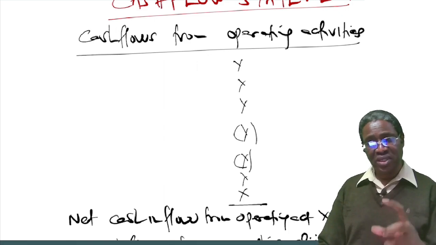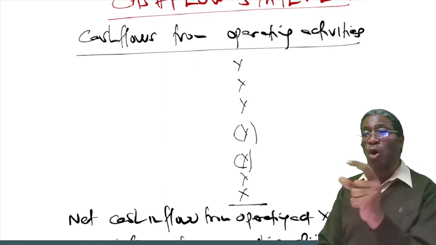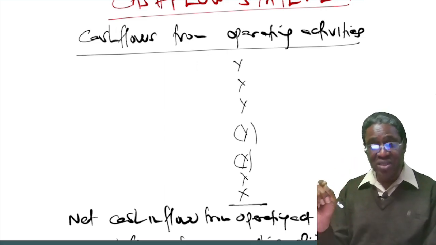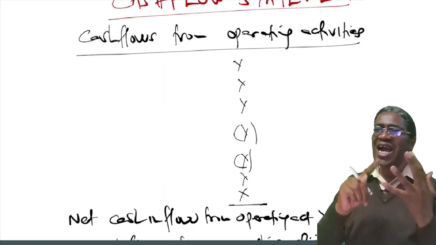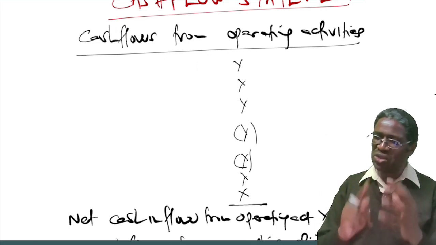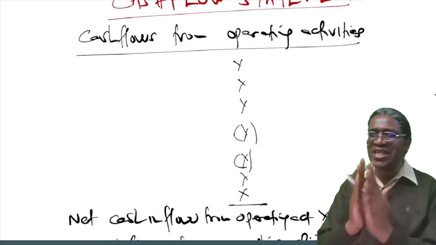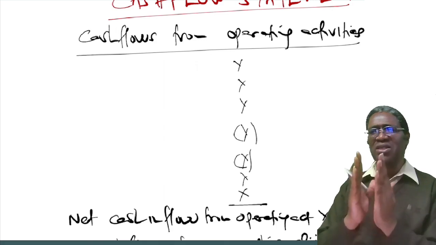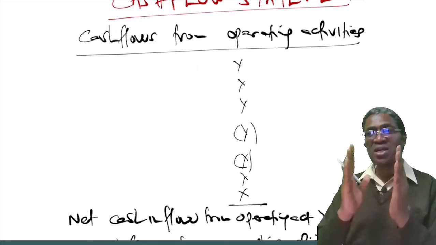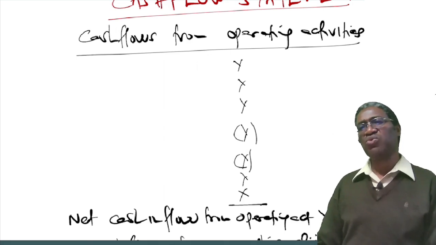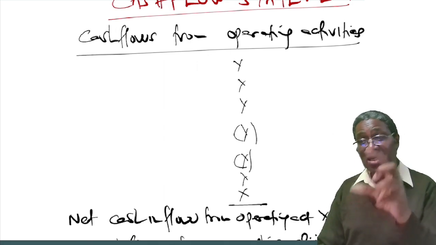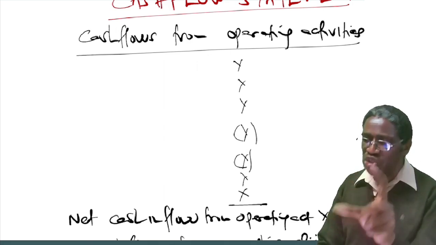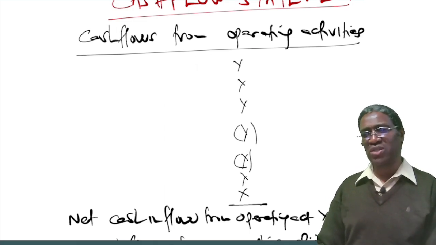Now listen, when we say we are looking for cash flows from operating activities, these are those transactions and events that are used in the determination of profit. Any transaction and event that is used in the determination of profit is referred to as an operating activity.